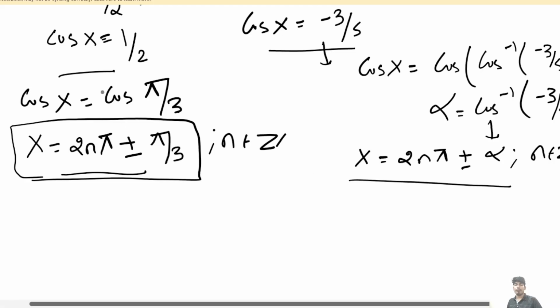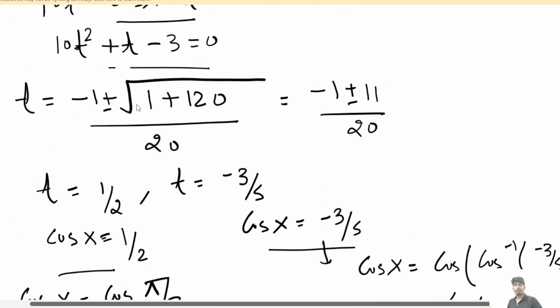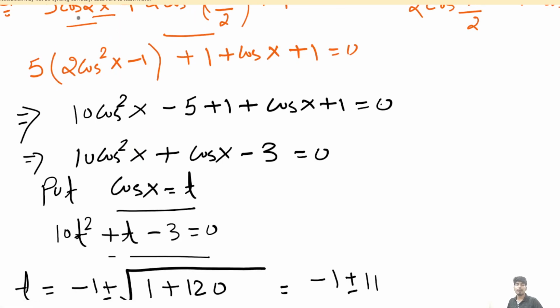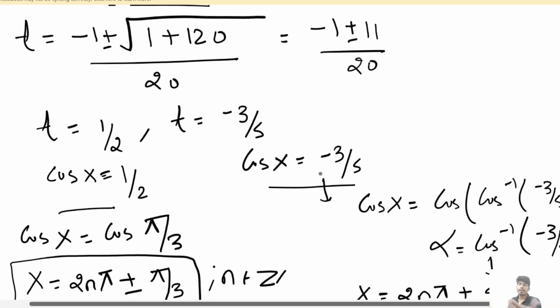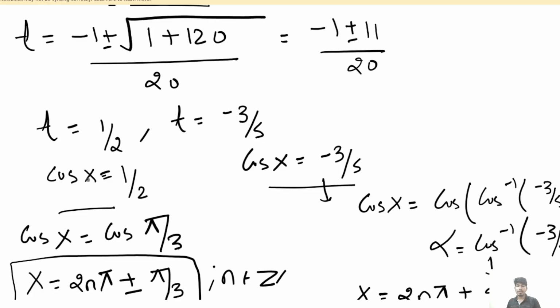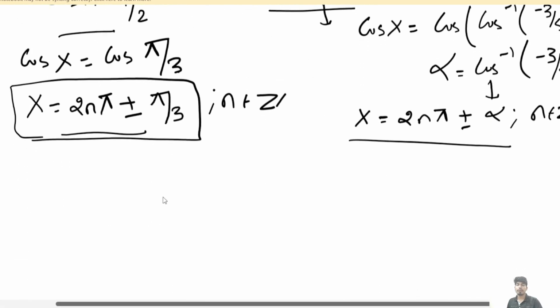In this question, we only use the identity for cos 2x and the half angle formula, and then solve as the previous question and get the value of t. t is equal to half or minus 3 upon 5. Then t is cos x, so cos x is equal to half or cos x is equal to minus 3 upon 5. Then we solve both equations and get the solution.